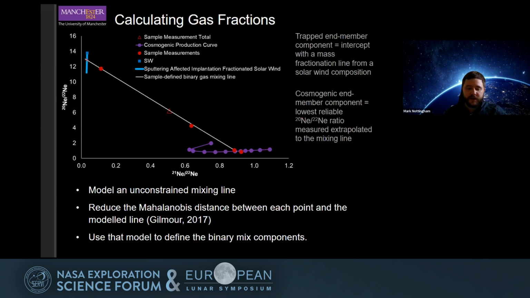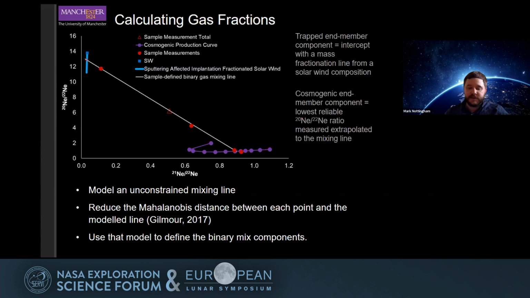To do this, we collect measurements of gases released in temperature step intervals and then model an unconstrained mixing line representing a binary mixture of implanted solar wind and cosmogenic gases that dominate the gas inventory of each sample. We then reduce the Mahalanobis distance of each measurement to get the modeled line to fit the data as best as it can.